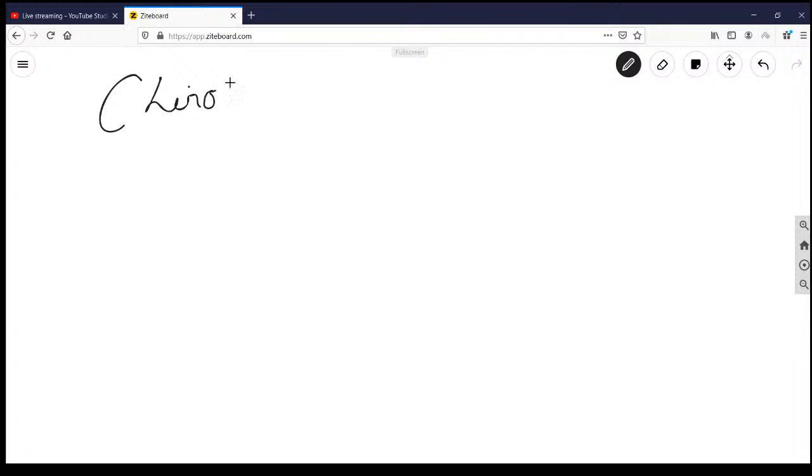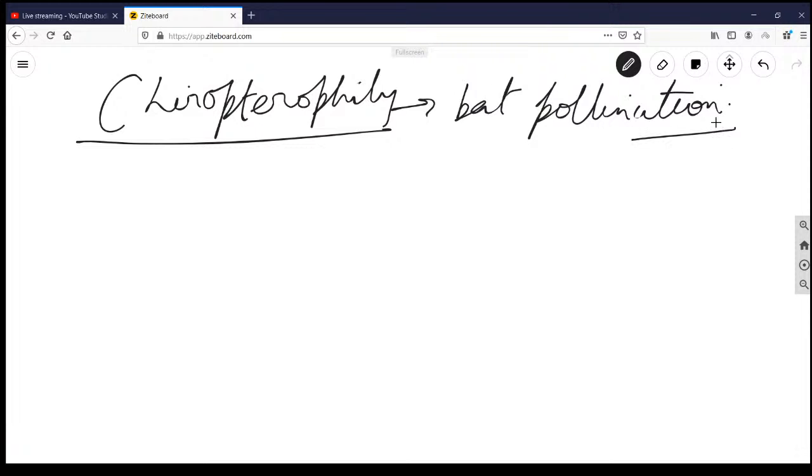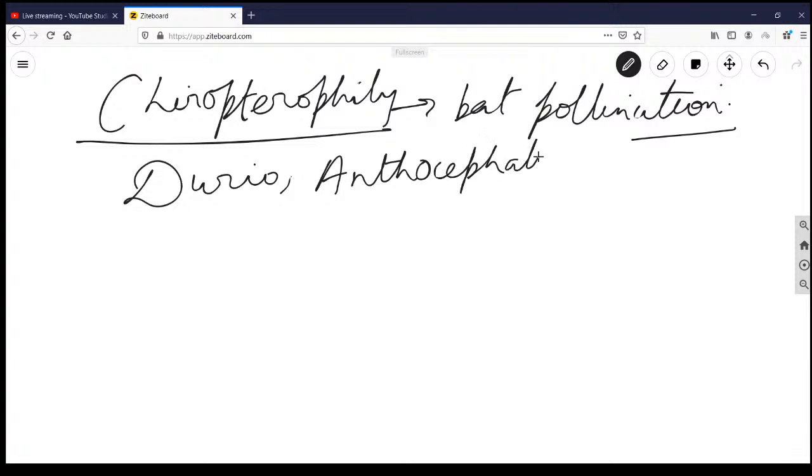That is bat pollination. So chiropterophilous flowers, that is pollination by bats. Bats are mammals, right? So the flowers of Durio and Anthocephalus, also known in Hindi as kadam, are pollinated by bats.